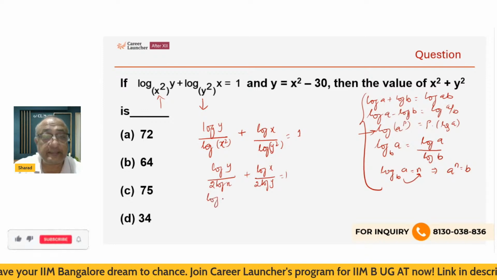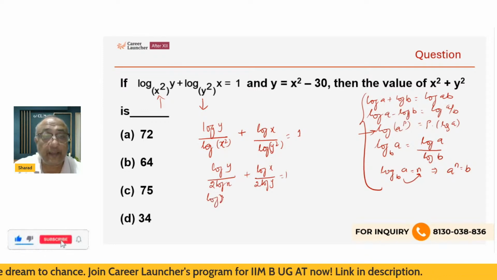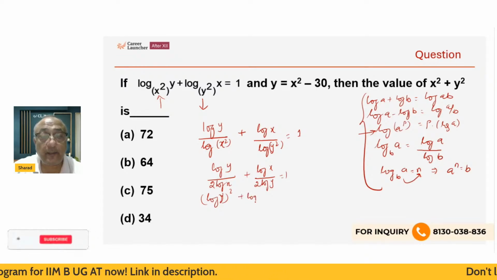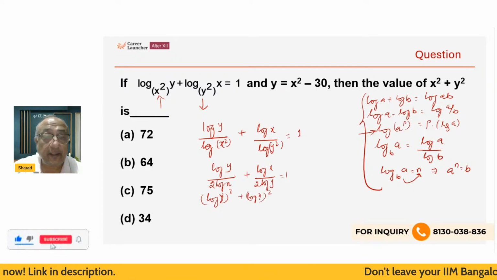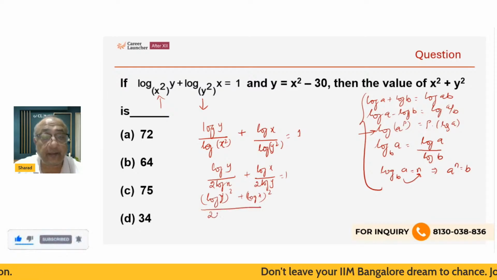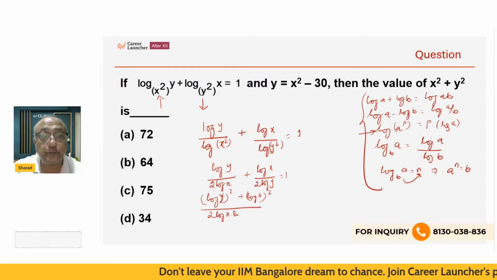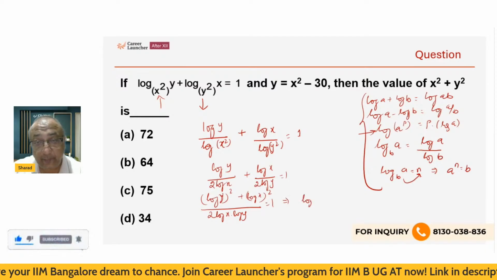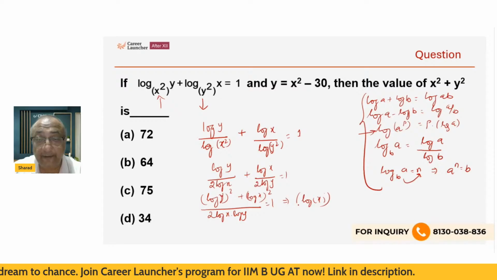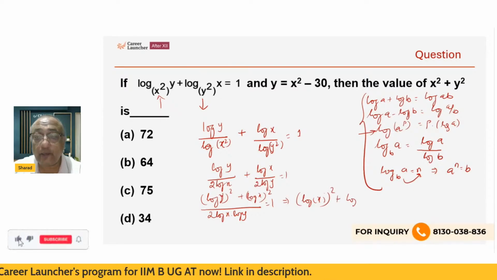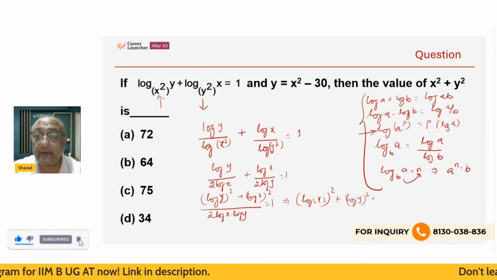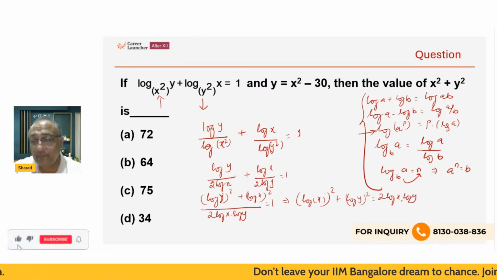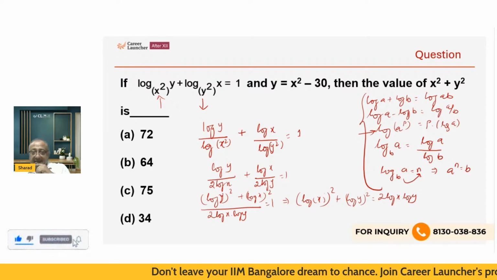If I take LCM, it will be log y ka whole square plus log x ka whole square, and नीचे denominator में you will have 2 log x log y is equal to 1. If I rewrite, it will become log x ka whole square plus log y ka whole square is equal to 2 log x log y. अब थोड़ा ध्यान से देखेंगे, ये तो कोई फॉर्मूला लग रहा है.